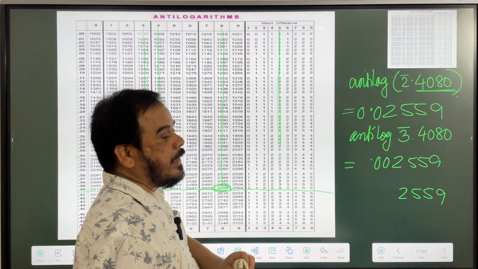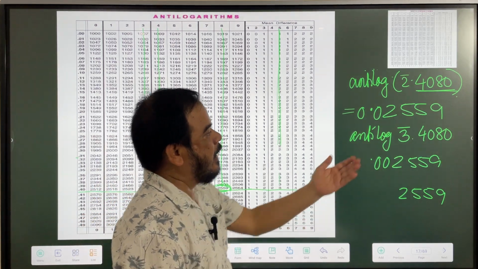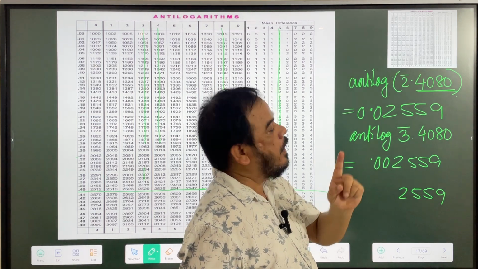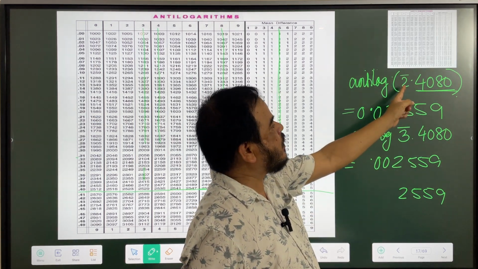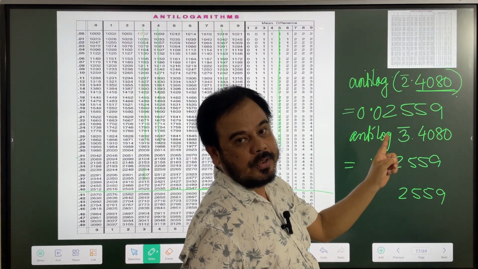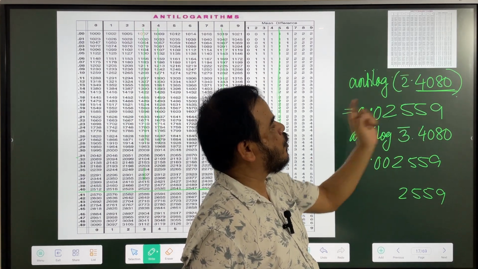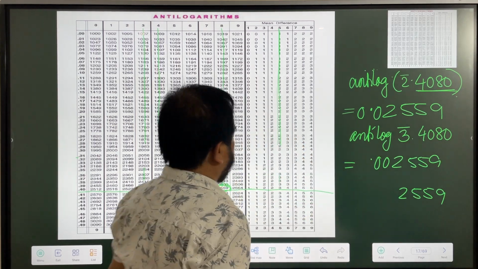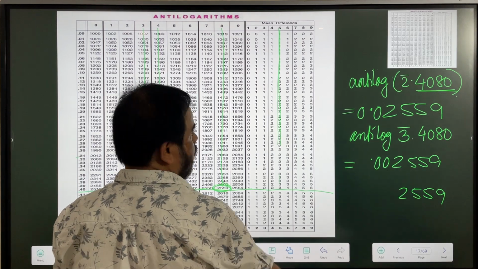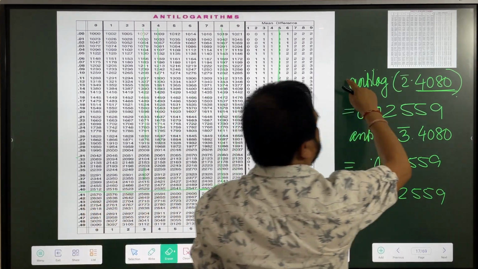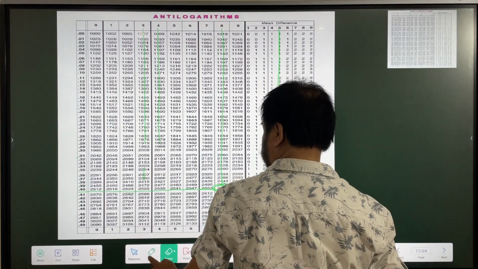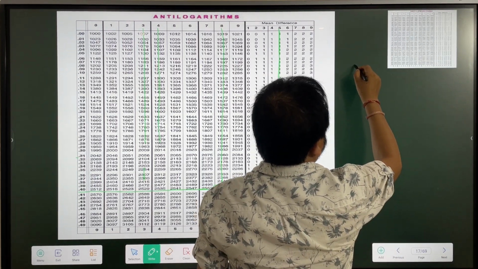If it is negative characteristics, then we will count left side zeros, but 1 less. If the characteristic is positive, then we will count right hand side, but 1 more digit. If it is 2, we will count 3 more digits, 3 digits. Remember that. So I will show you one more example. Please pause the video, you can note it down.